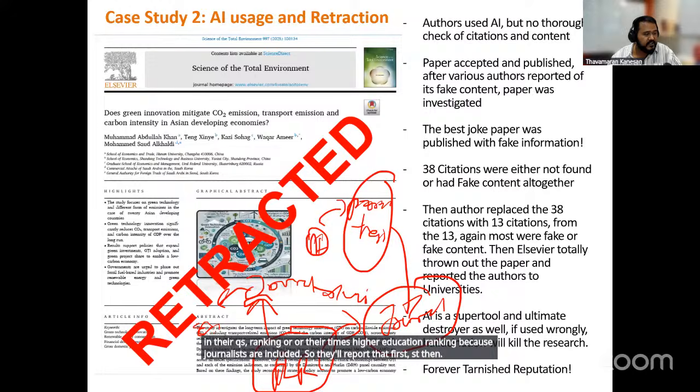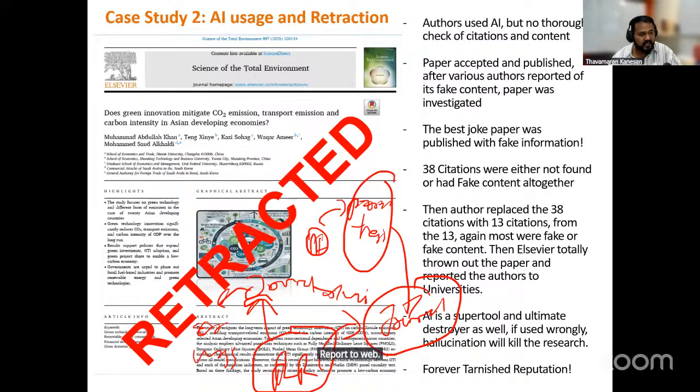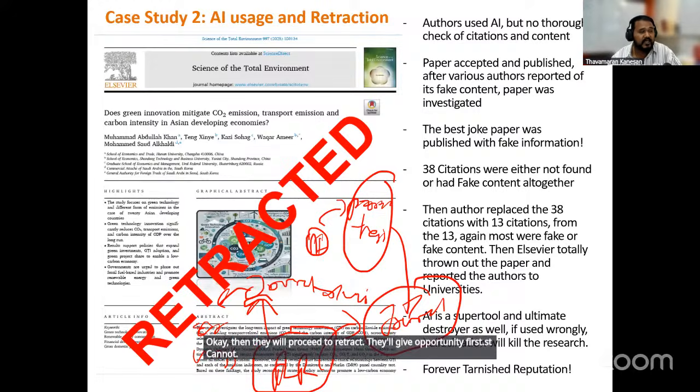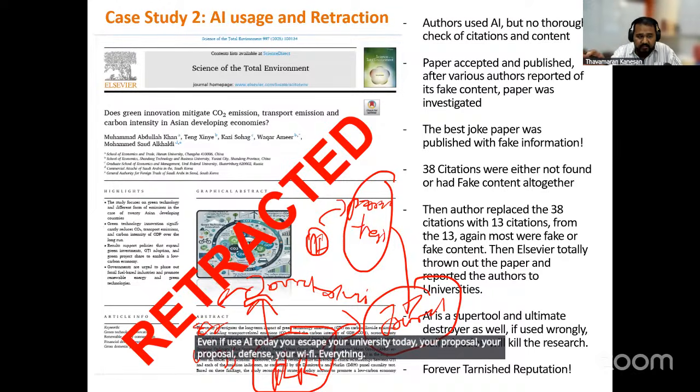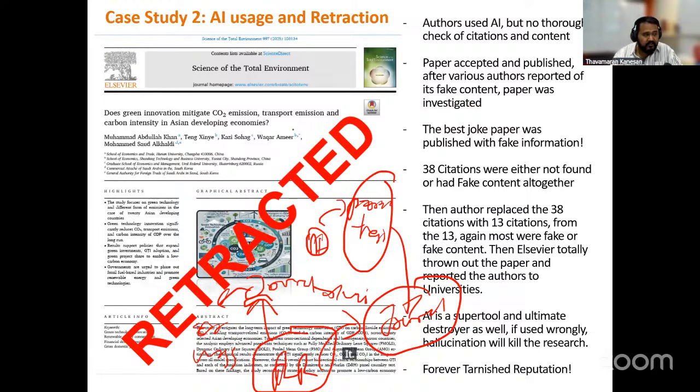Then they'll report to Scopus. Then they'll report to Web of Science. Then they'll proceed to retract. They'll give an opportunity first. If you cannot justify, they'll proceed to retract. So what will happen? Even if you use AI today, and you escape your university today, your proposal defense, everything, if that becomes a publication, that will come back and bite you today, tomorrow, next month, next year, or 10 years from now. It can come and bite you, and the university will come back for your PhD. They will come back because of fake information.